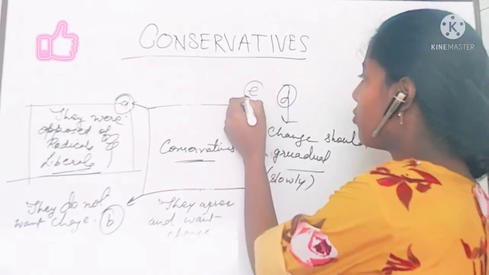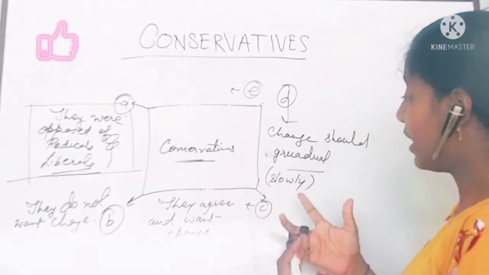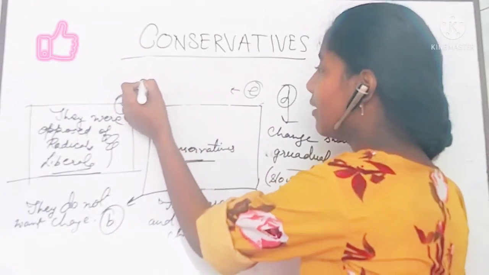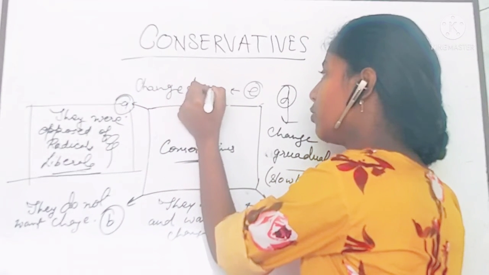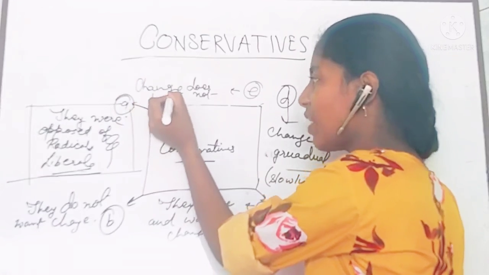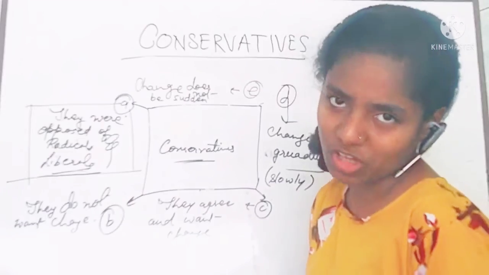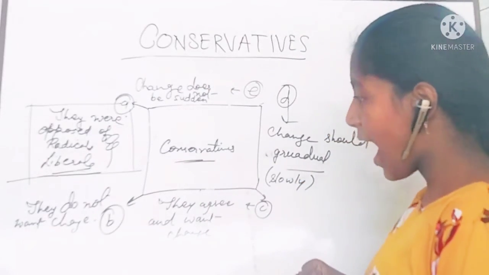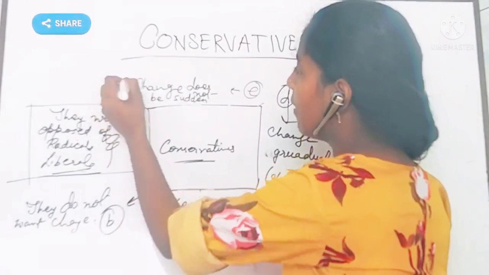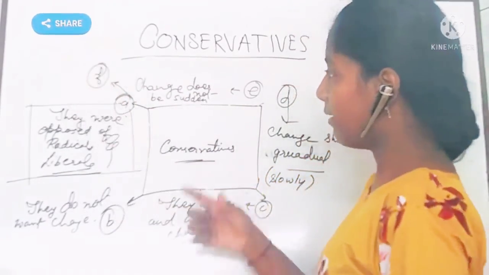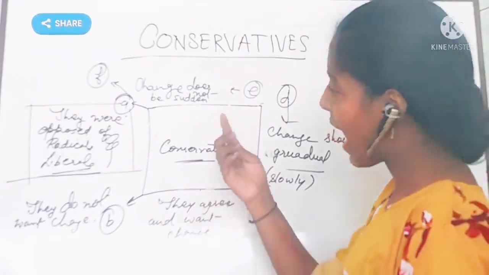And the E part which you can write over here is that the change needs to happen very slowly or gradually, but the change should not be sudden. Sudden means directly, there should not be any changes brought in at once. They want that there should be change. And one thing, the major point of the conservatives, I can write over here, the F part: they want changes, but the changes should be gradual and not sudden.